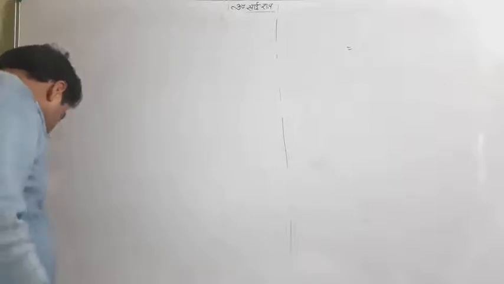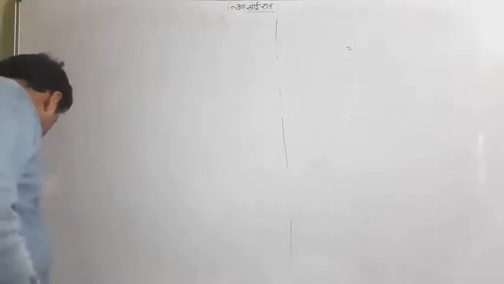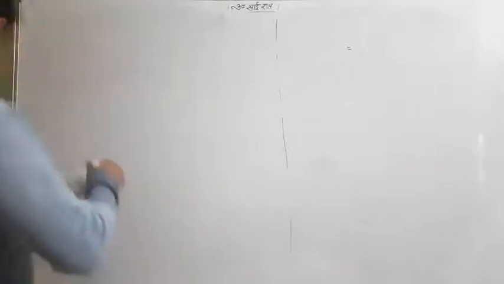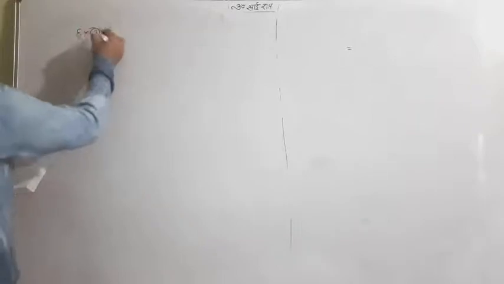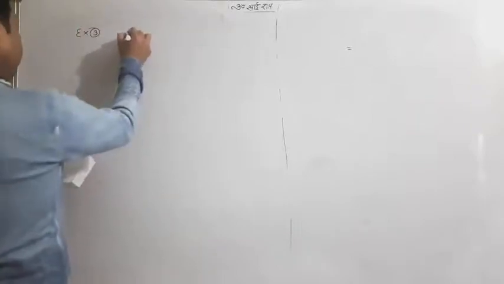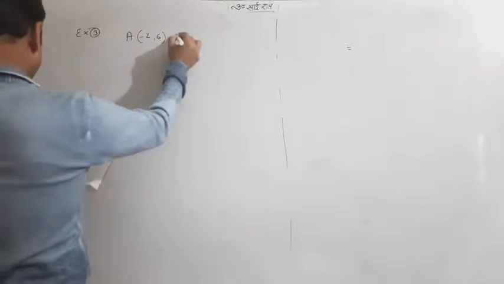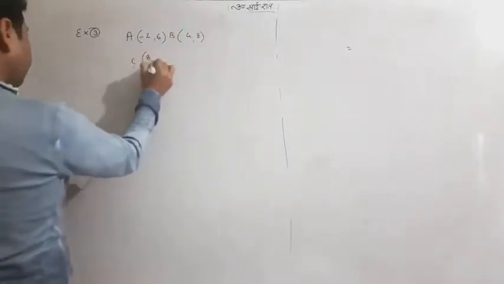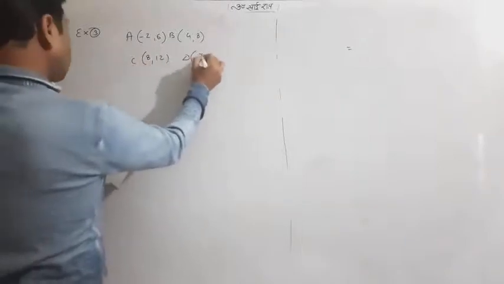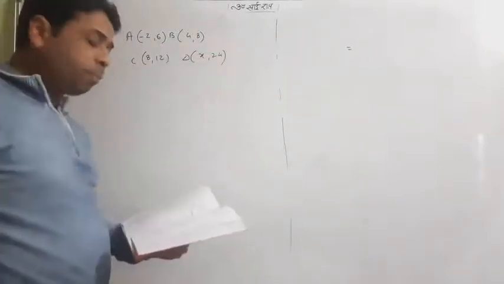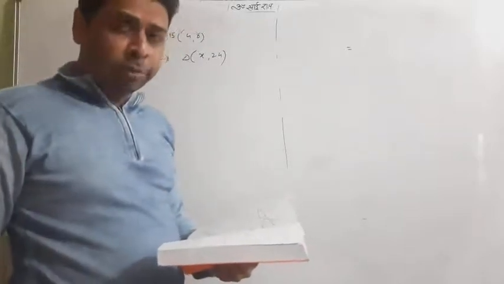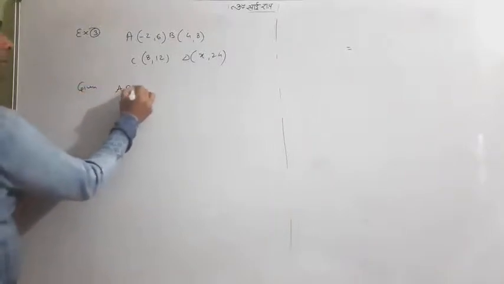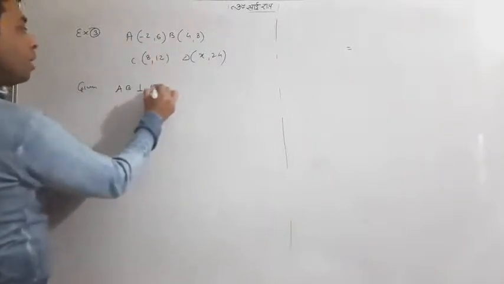Now after looking at examples, we have a third example. It's a very quick one I should tell you. Example number 3. Look at, if a line passes through A and B, and C and D. So read the question properly. The line that passes through A and B is perpendicular to the line that passes through C and D. So the question is like that.